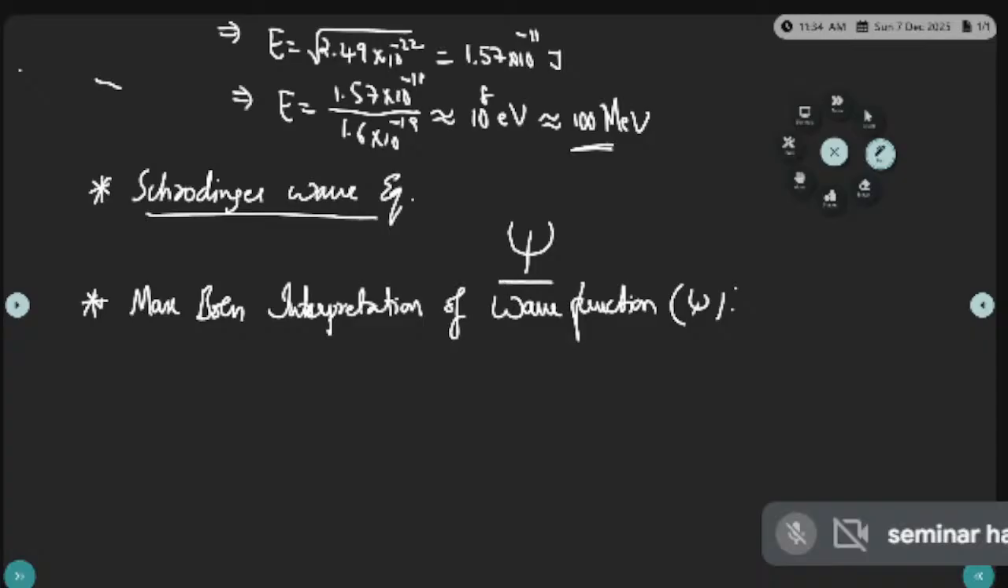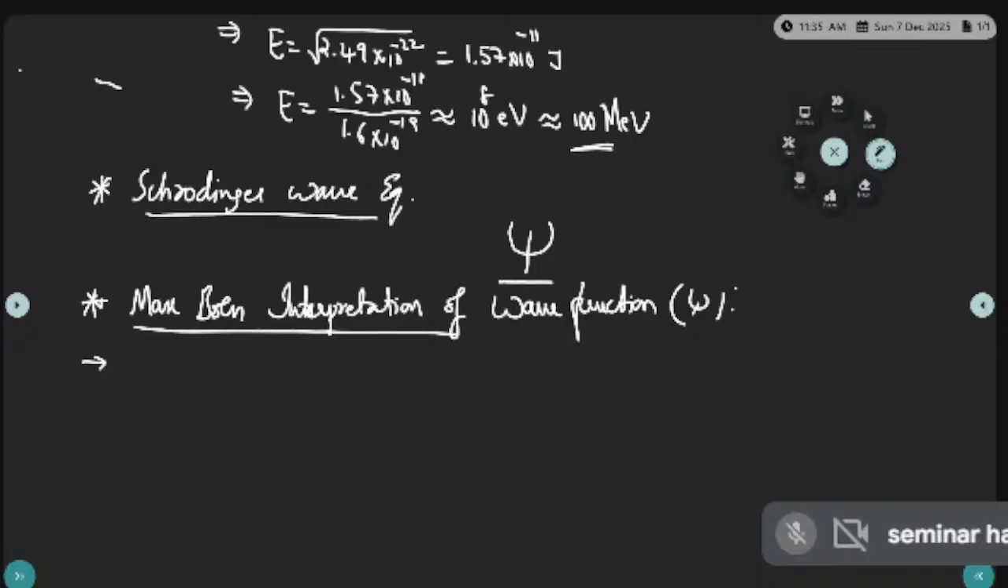The wave function, that is, the matter wave's function, is indicated with the letter psi. According to Max Born, the wave function is represented by psi. It describes the wave as a function of position and time. So what is psi? It is a wave function which defines position as well as time.